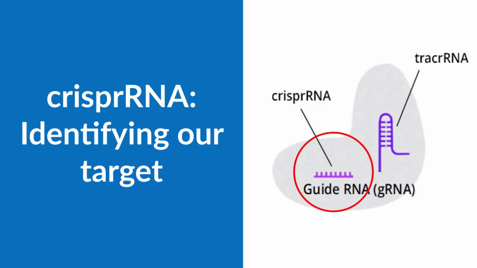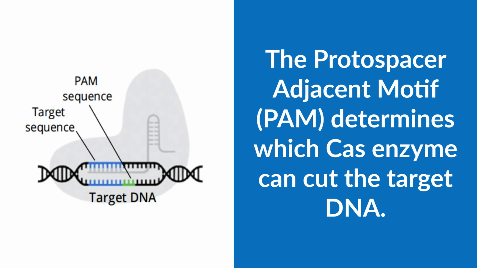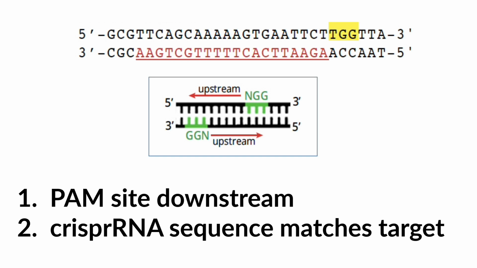The CRISPR RNA is what makes CRISPR gene editing so specific. It's a small RNA molecule, typically 17 to 20 nucleotides long, that complements the target DNA sequence. Each target sequence has a tiny sequence called the protospacer adjacent motif, or PAM, immediately downstream of the target sequence. This determines which Cas enzyme can cut the DNA.